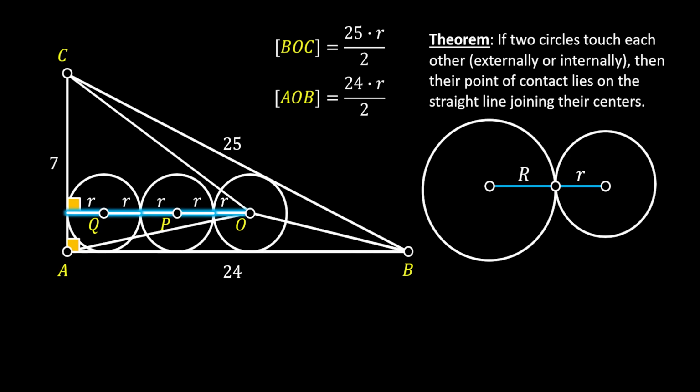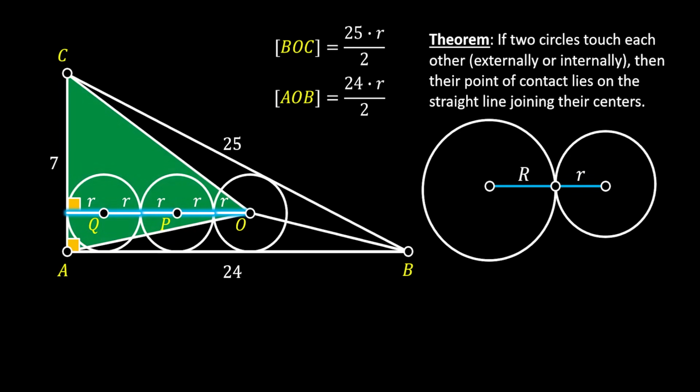So now if you take a look at the triangle COA, you can see that we actually have its base and the height. The base is 7 and the height will be equal to 5r. So we can write down its area as 7 times 5r over 2.